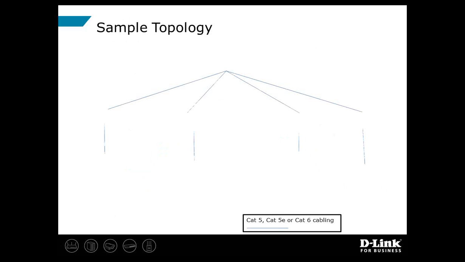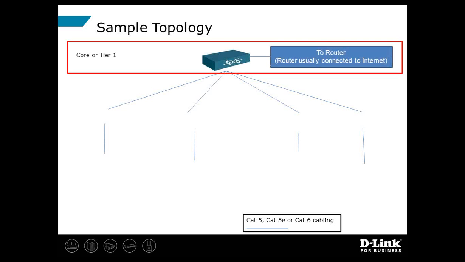So here's a sample topology. Now, the blue lines are our Cat5 or Cat5e or our Cat6 cabling. Your main switch in the middle of your network, that's usually called the core or your tier 1 layer. When we're designing networks, you usually want to have a 3-tier topology, but many companies run on a single tier, 2-tier, 3-tier, or 4-tier network. This example is just a 3-tier.